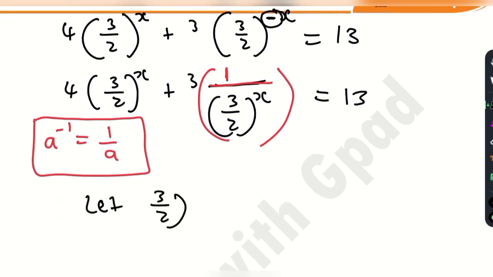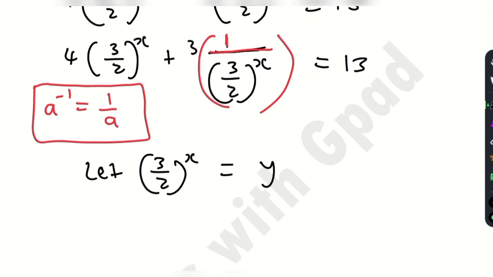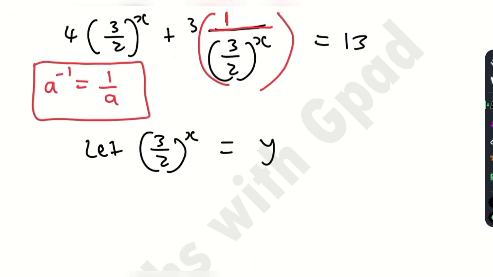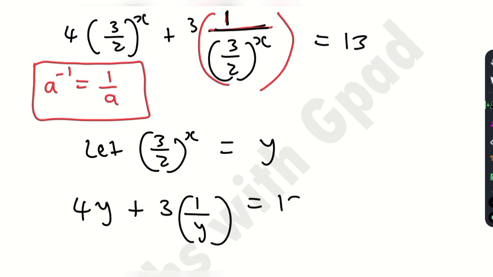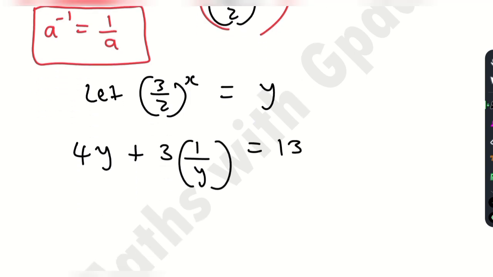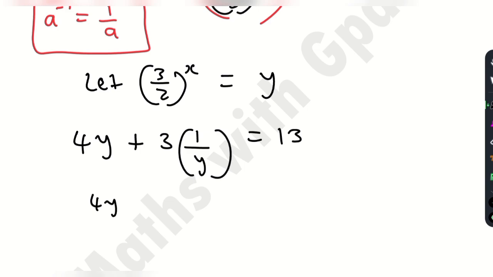Now, I can now say let 3 over 2 raised to the power of x be equal to, we can say y. I will now end up having a very simplified equation. So I will have 4. Remember, this is now what? Y. See that? Then plus 3, 1 over, as you can see here, 1 over what now? Y. You see? This is equal to 13. So if I rewrite this, I will have 4y plus 3 over y is equal to 13.